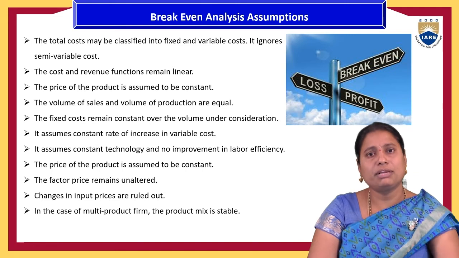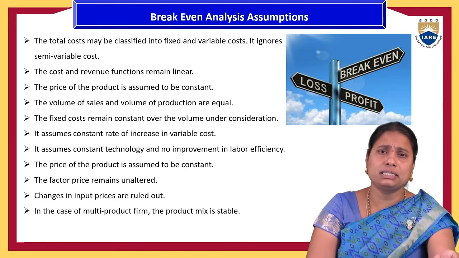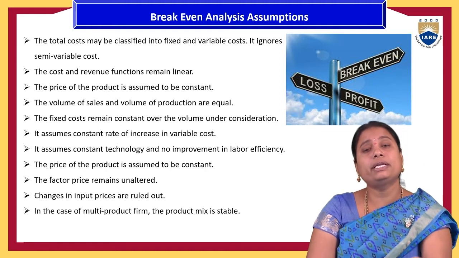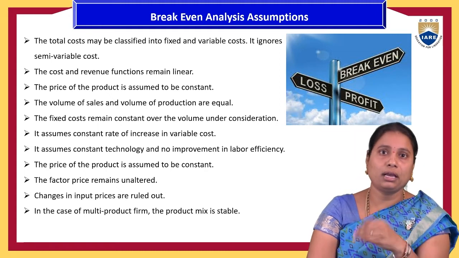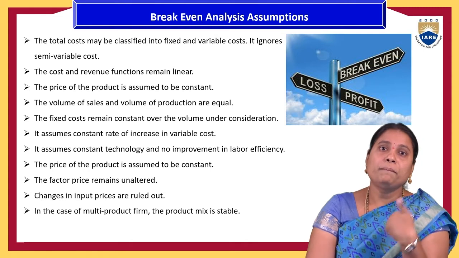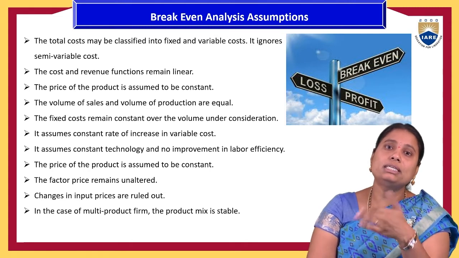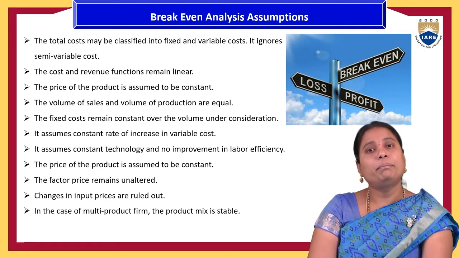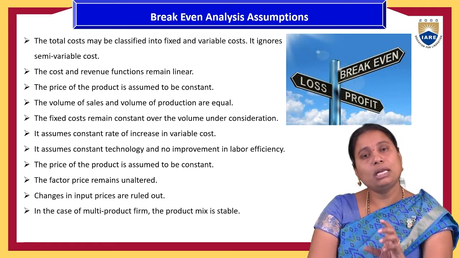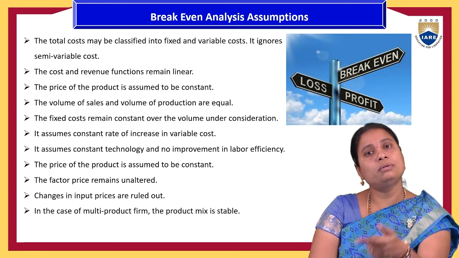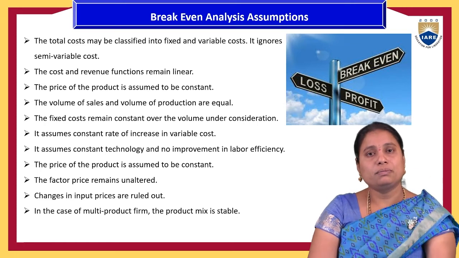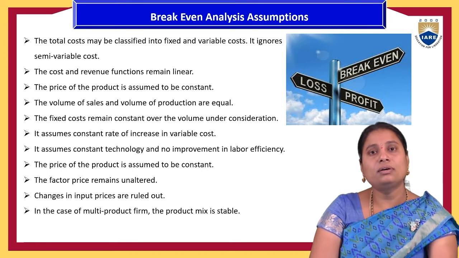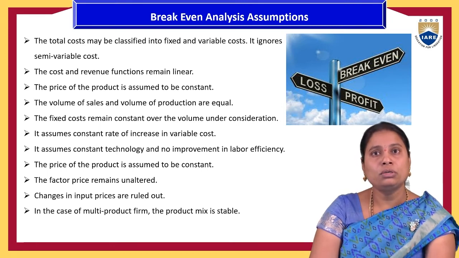If the price changes, if the price increases before the break-even point, they will get their income back earlier. Or if the price reduces, even at the break-even point, they won't get that particular revenue because of the price reduction. They may have to sell more units than at the previous price. So the price should also be constant if the planned break-even has to be achieved.